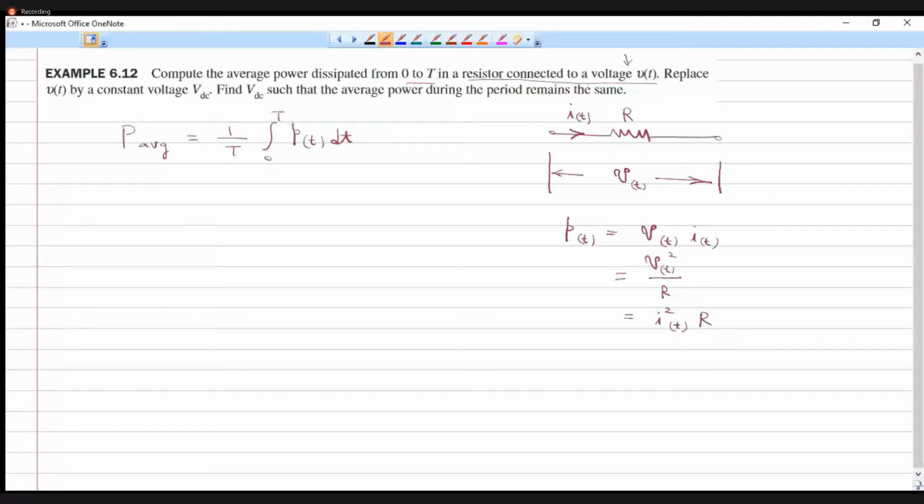We can use any of these equations, but in the problem it is mentioned that the voltage v of t is given. So it is better to use that instead of I, because I is mentioned nowhere in the question. It is better to go with the second equation, because R is a constant. So p of t, the instantaneous power, is equal to v of t square by R.